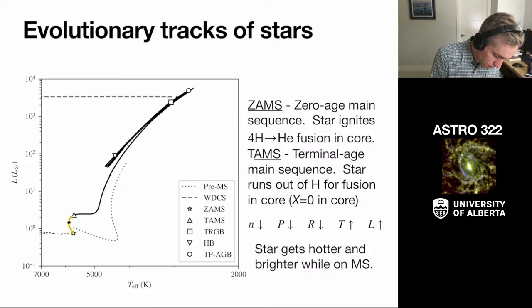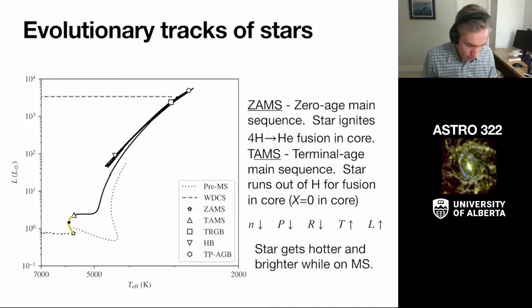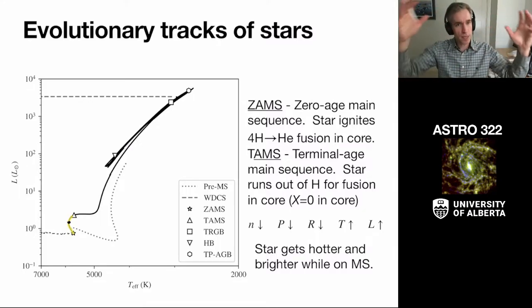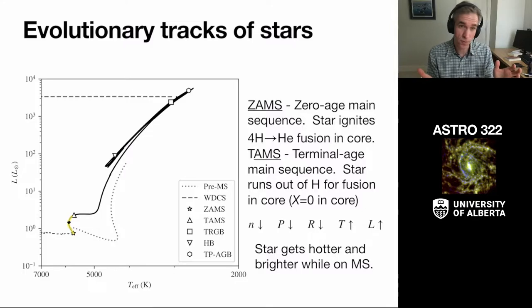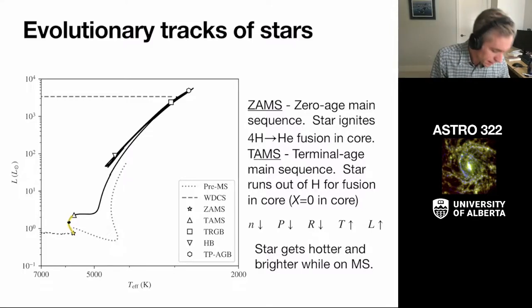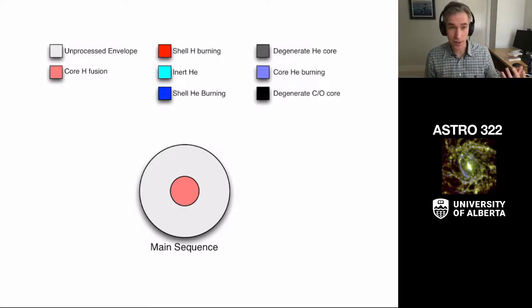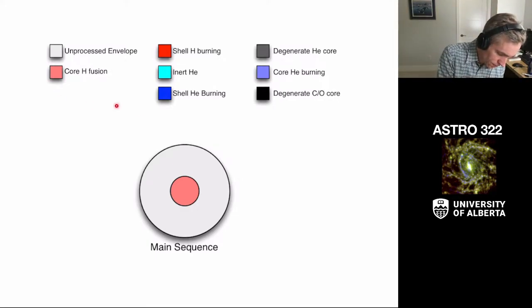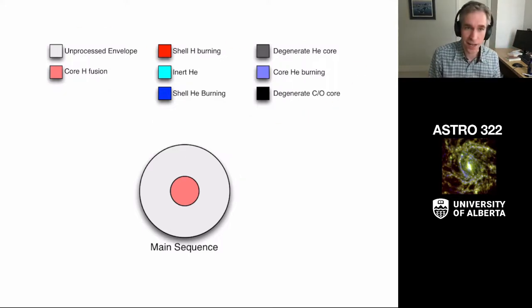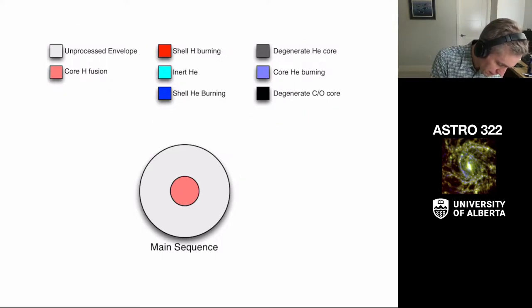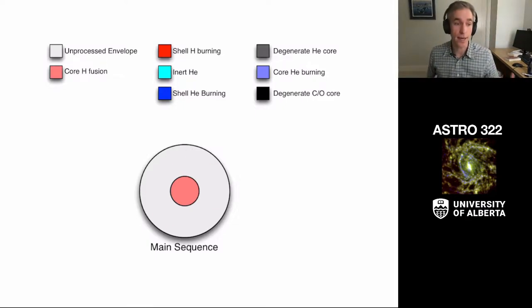And that brings us up to what's called the TAMS, the terminal age main sequence. At that point, the sun has turned all of its hydrogen into helium in the core. And you have this big chunk of material, about 0.13 solar masses of straight helium in the center of the core. And then we get a little cutaway like this. I'm going to show you these cutaways as we go, and I've color-coded everything with different forms. So we end up on the main sequence with hydrogen fusion in the core, and then we have an inert outer layer that we call the envelope of the star.